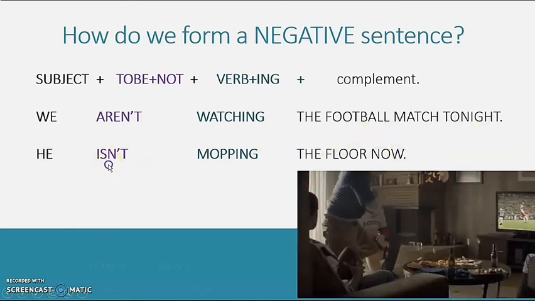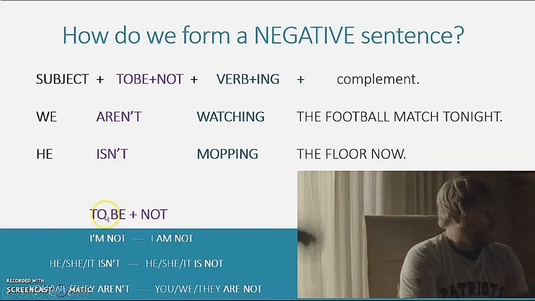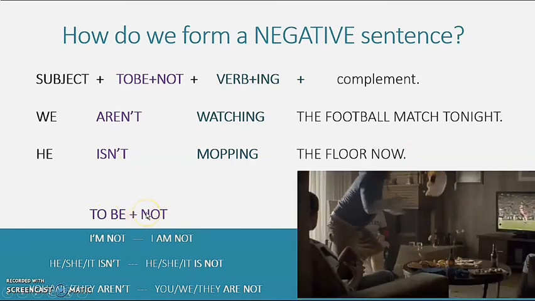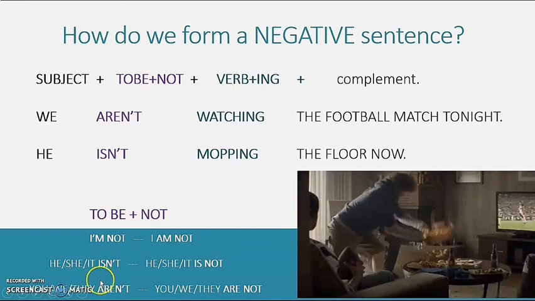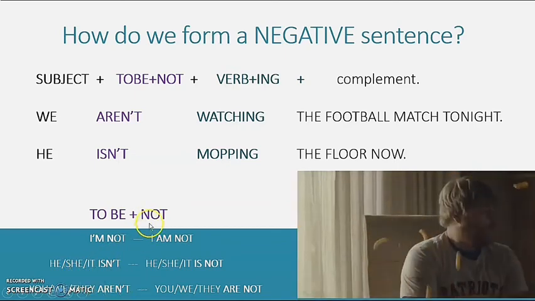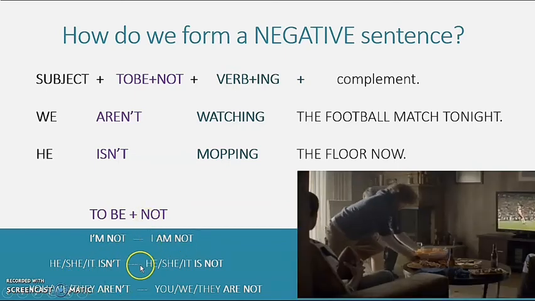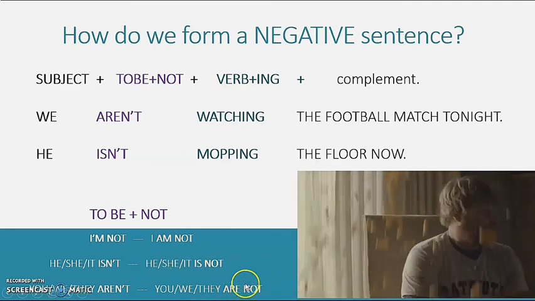Remember that you can use the to be verb plus not in the short form or in the long form. I'm not, she isn't, they aren't. Or in the long form, I am not, she is not, they are not.